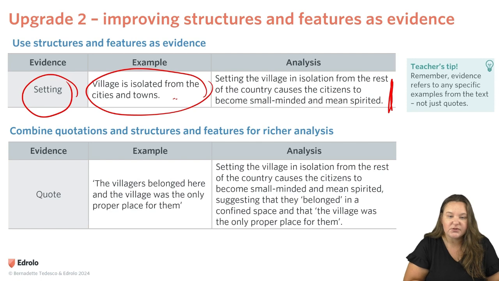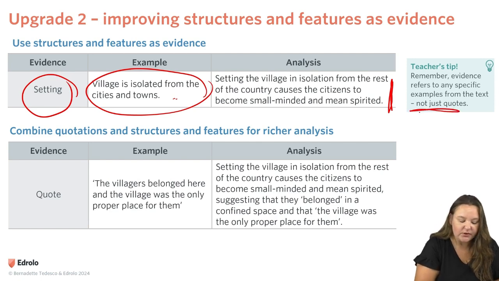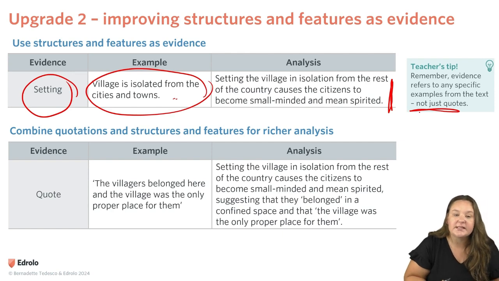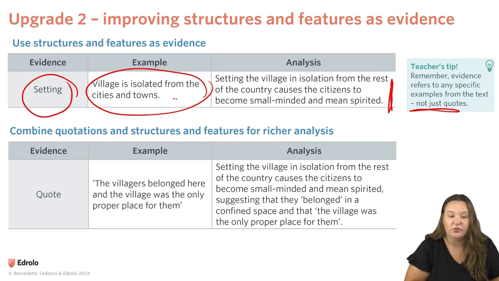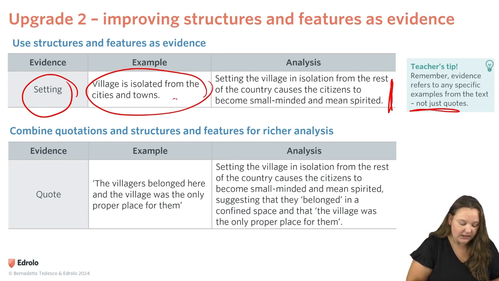Remember, evidence refers to any specific example from the text, not just quotes. So the setting, for example, is a piece of evidence. You can combine quotations and structures and features for a richer analysis. So you can combine both of these types of evidence to get a really rich and sophisticated analysis.